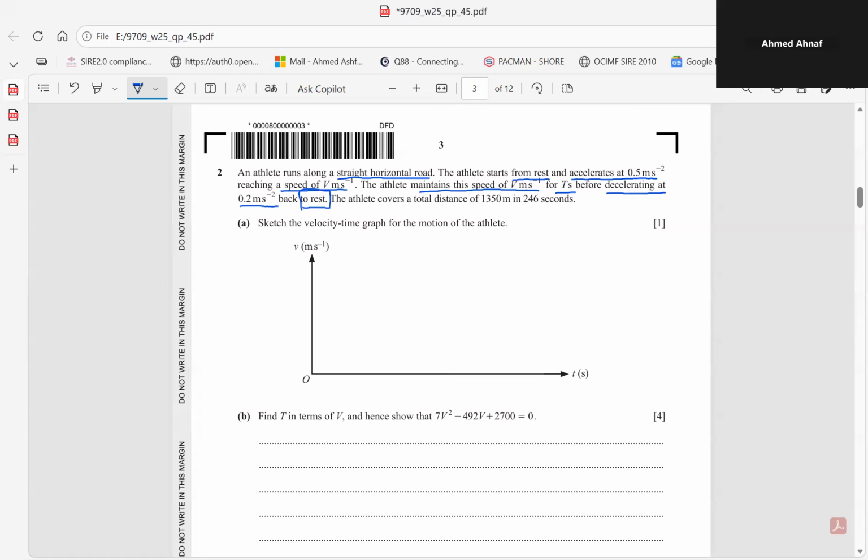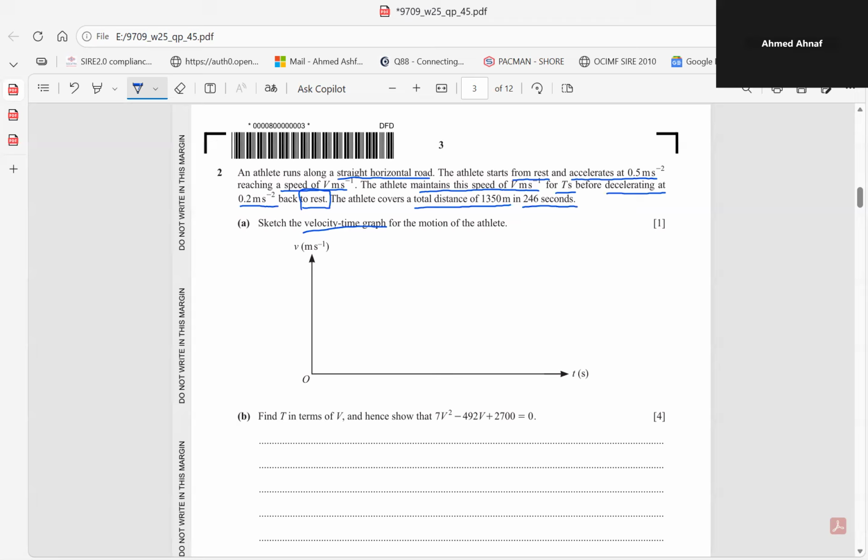So these are keywords. The athlete covers a total distance of 1,350 meters in 246 seconds. For the first part, we're told to sketch the v-t graph for this motion.